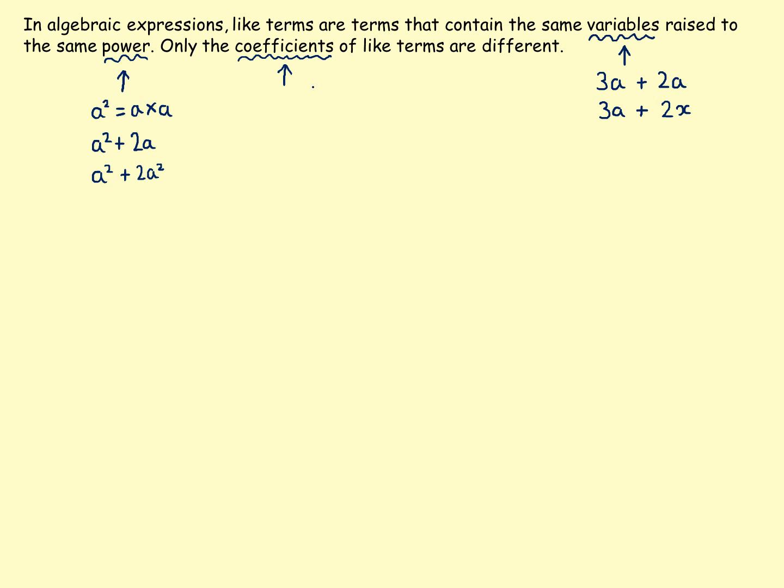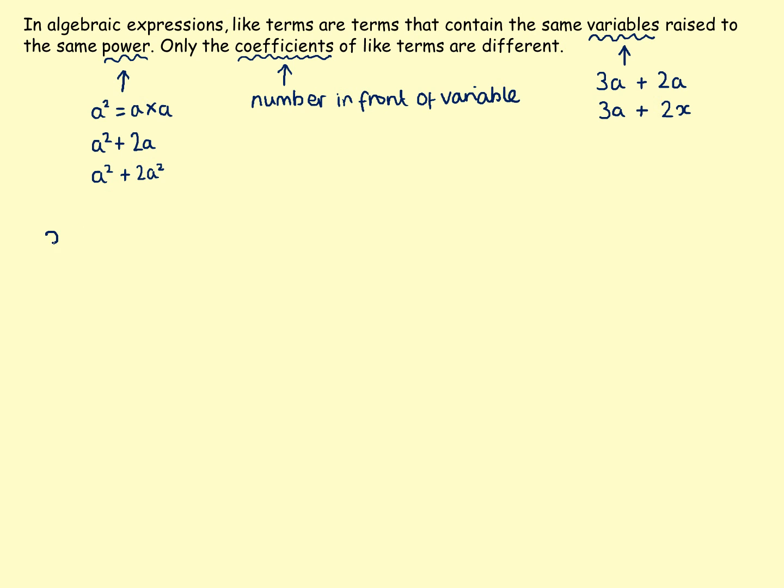Now the coefficients are just the numbers in front of the variable. So for example, in the ones we've looked at so far, 3 is the coefficient of a here, 2 is our coefficient of a there, and we can see that those coefficients are different, but we could collect these together. So we'll have a look now at what that means.